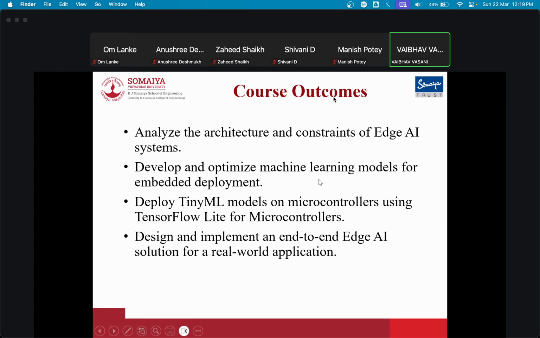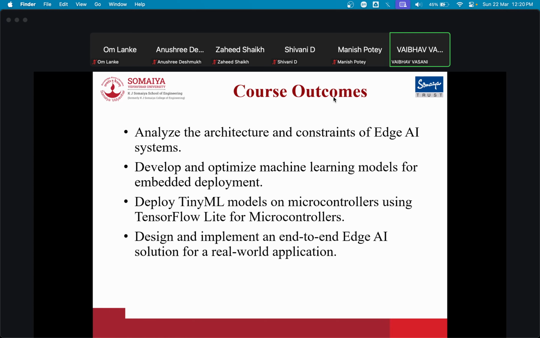So we are going to develop and optimize machine learning models. Whatever models you have studied, how we can optimize them, how we can develop them in a better way, and deploy them on embedded systems. And then TinyML: whatever models you have studied, we require to create small models which we can deploy on microcontrollers using maybe TensorFlow Lite for Microcontrollers, which is available, and design and implement end-to-end Edge AI solutions for real world applications.